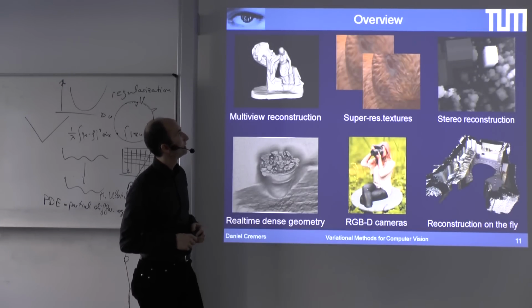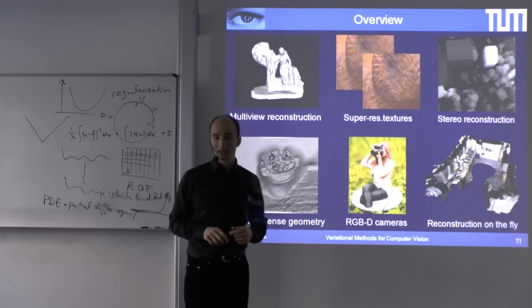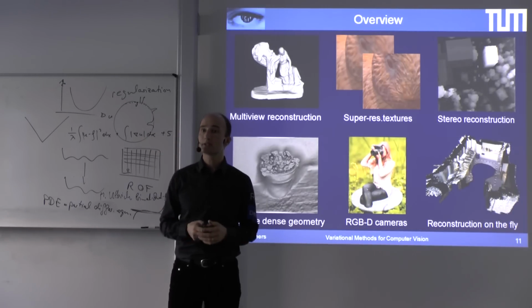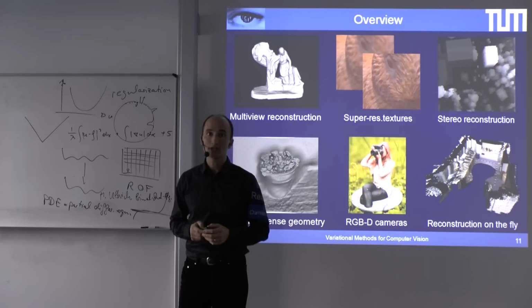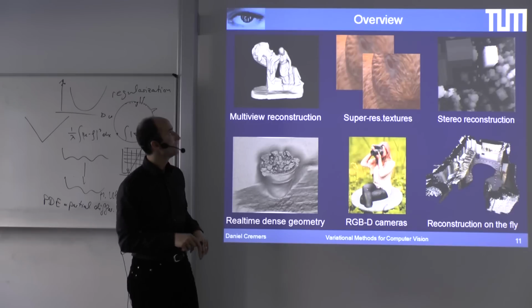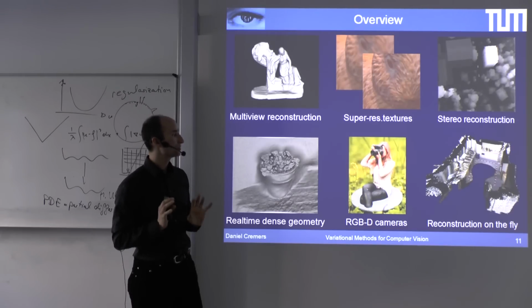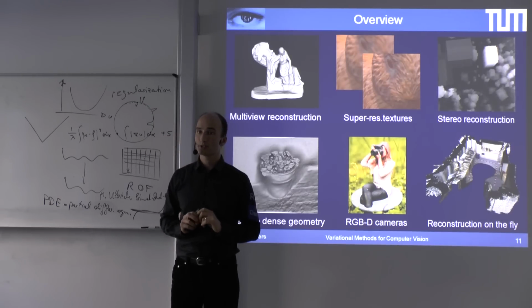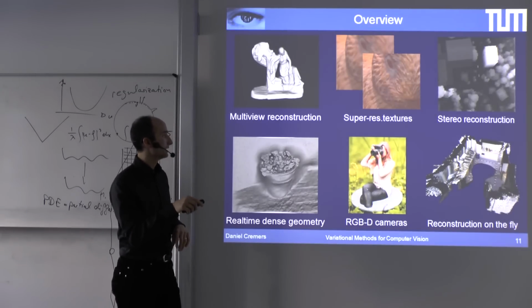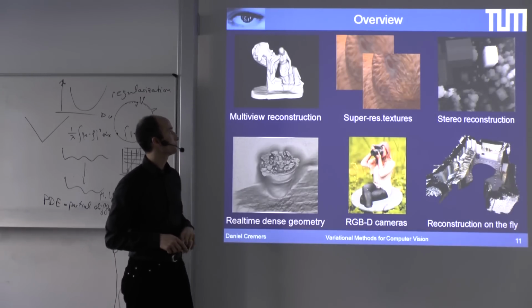Here's some applications. So as I said today, I don't want to get too technical. I'll just show you some glimpses of what you can do with variational techniques. And these are just a few representative things, maybe with a certain bias towards image-based reconstruction. We also work on many other problems in our lab, but these are some of the problems we work on.